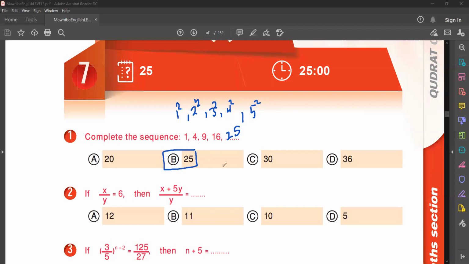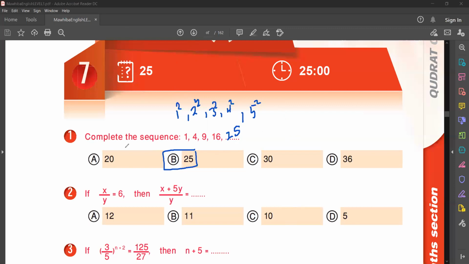Do you understand these problems? Is it clear? Ahmed, Al-Hassan, Fatima, Kauthar, Maria, Misk, Zainab. Is it clear? You didn't understand, Maria? Okay, I explain again.